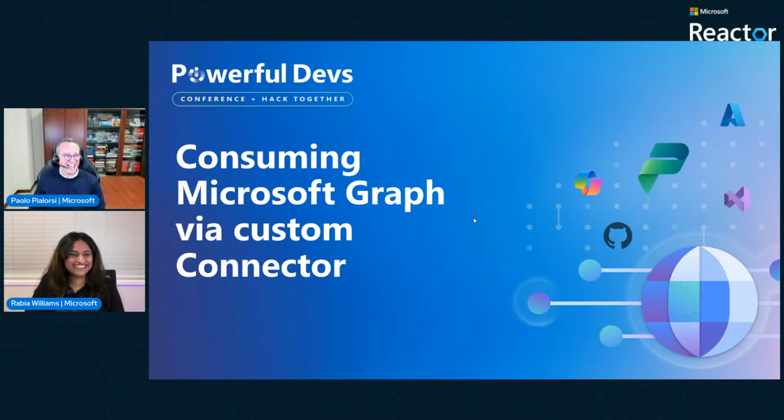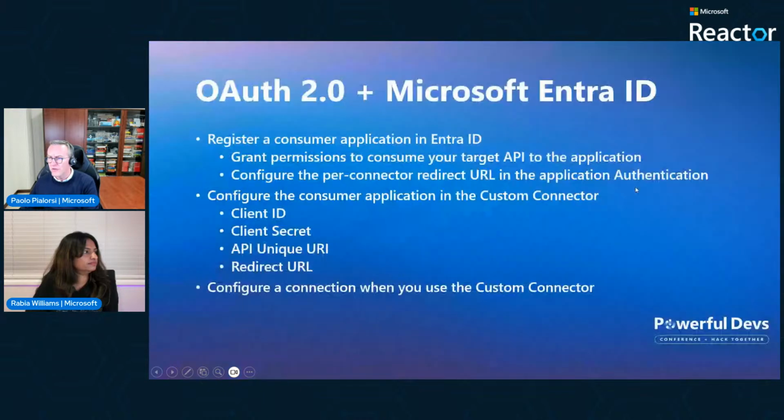I'm relieved. Okay, so now you have seen with Rabia that you can configure a connector to use open authorization to secure communication with an external API. And so we said, what if the external API you want to consume is, for example, Microsoft Graph? So let's start from the basics, and let's start consuming Microsoft Graph with a Power Platform connector.